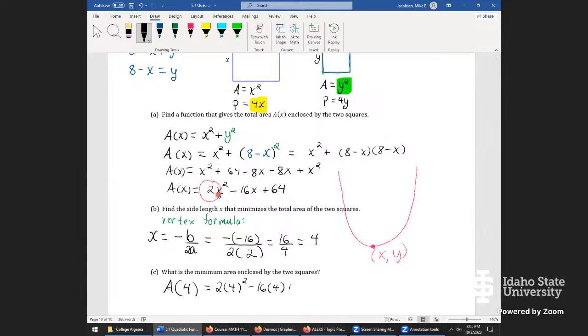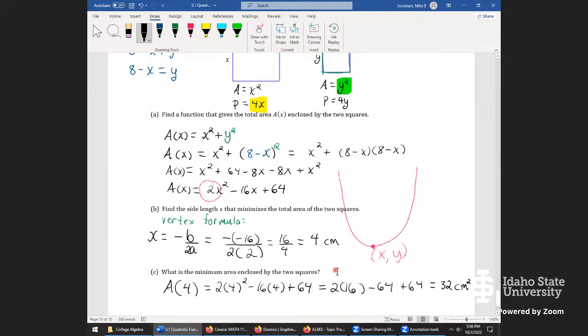16 times 4 plus 64. See what that turns into. 4 squared is 16, so this is twice 16. 4 times 16 is negative 64. Then plus 64 tells us the whole thing comes out as 32. And this would be units of centimeters squared, whereas x would have been units of centimeters. Totally forgot to put in the unit on that one.